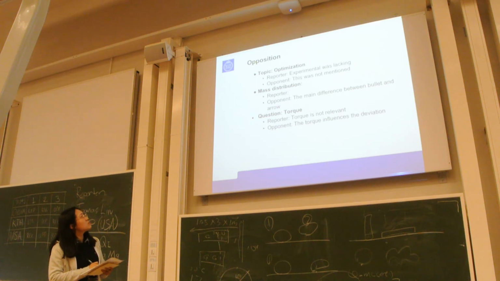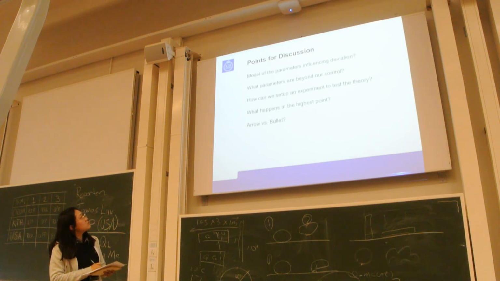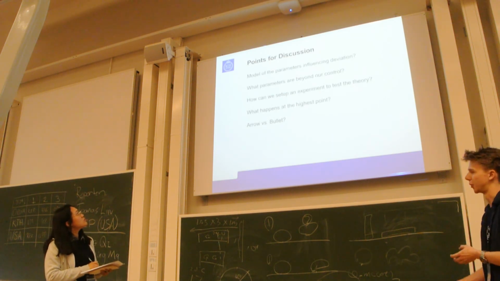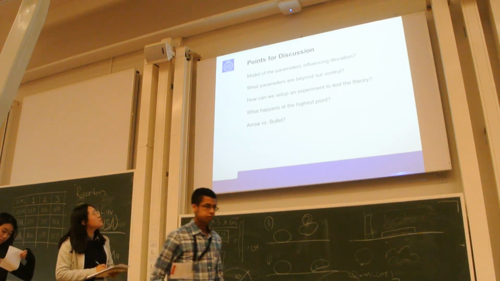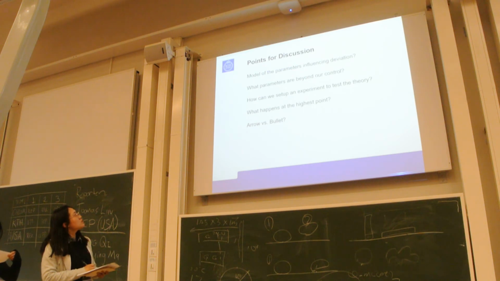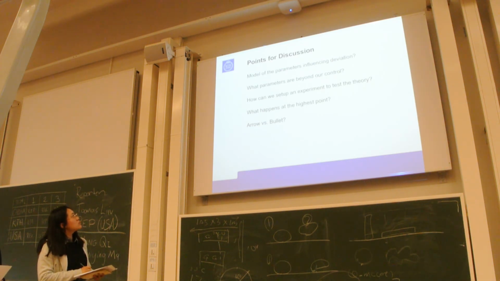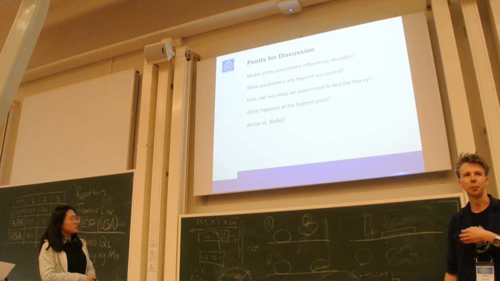The debate was mostly about the torque of the arrow as it flies, which we think dragged on a little too long. So for the discussion now, I would like to start over from the beginning and see if we can make a model of the parameters that influence the deviation of the arrow. We want to look at which of these parameters are out of our control, and how we can then set up a theory to test this. From there we can take it in steps.